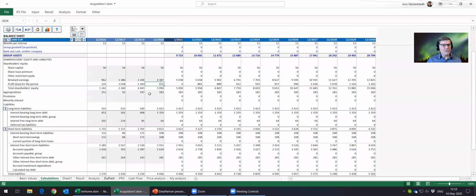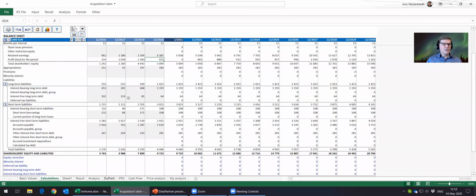And we have then appropriations, provisions, minority interest, and then we have the long-term liabilities, interest-bearing and interest-free long-term liabilities, short-term borrowings, interest-bearing short-term and interest-free short-term liabilities. We have the accounts payable and other interest-free short-term debt. And again, typically you have to add it up from several items.